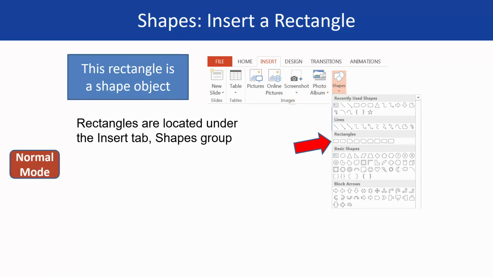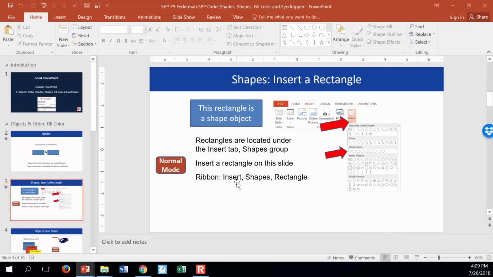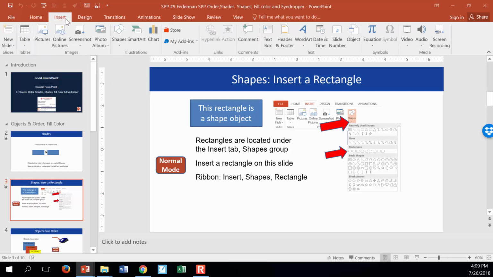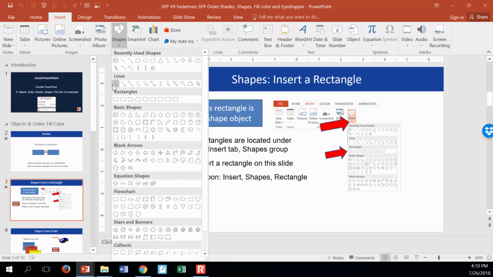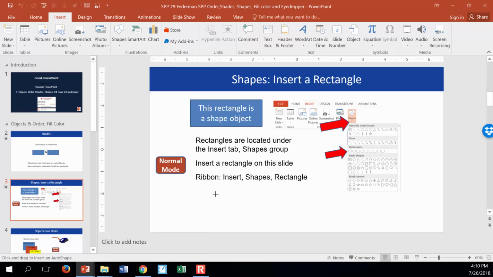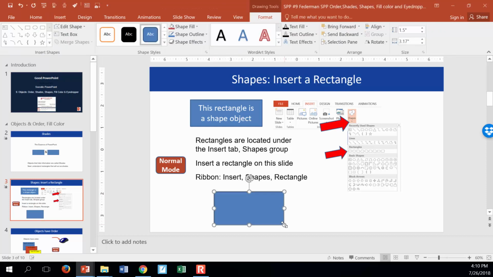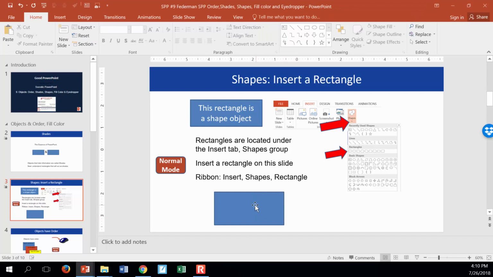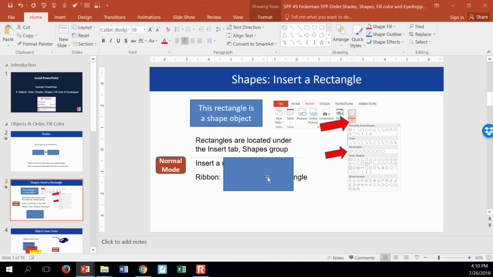Now let's get out of full screen mode, slideshow mode. Let's go to normal mode. We want to insert a shape here on our screen. So let's practice. Insert. Go to Shapes, go down to Rectangles. The cursor then becomes a crosshair. You click and drag, and you can create a rectangle. Every time you create a new object, it sits in front.